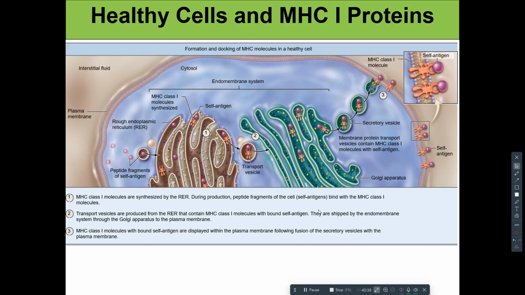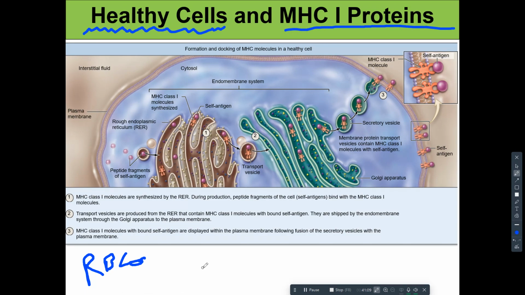Okay, looks like there's a lot going on in this picture. But what we've got to realize is that almost every cell in your body, every healthy cell in your body, the only exception, by the way, are red blood cells, but everybody else, every healthy cell is always going to make something called MHC1 proteins.